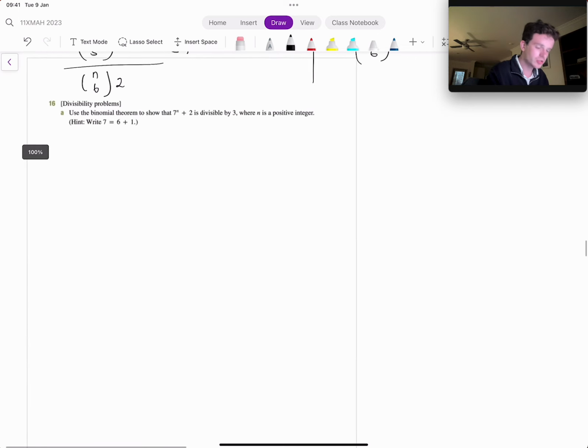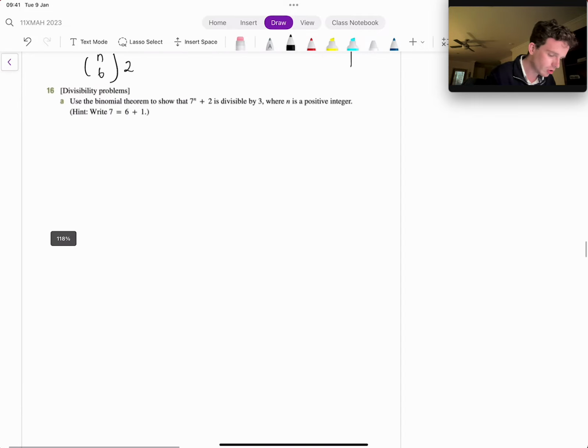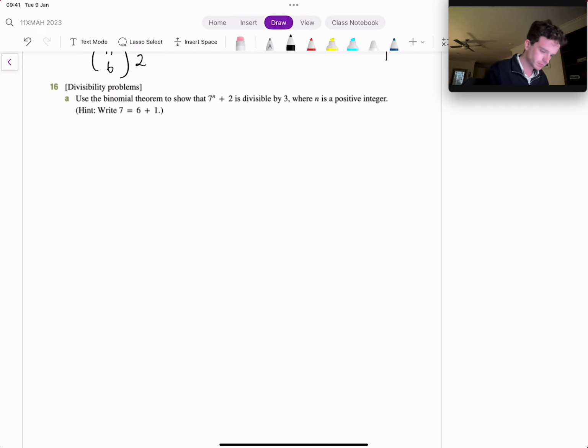Okay, on to what we're doing on Thursday. So we stopped here on Tuesday. Use the binomial theorem to show that 7^n + 2 is divisible by 3 where n is a positive integer. Hint, write 7 as 6 + 1. Okay, so 7 is equal to 6 + 1, to the power of n, and we're plussing 2.